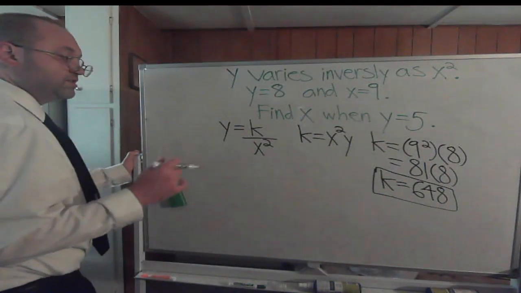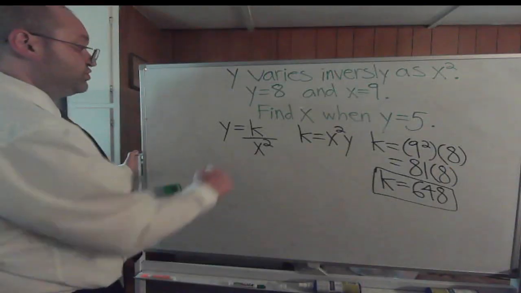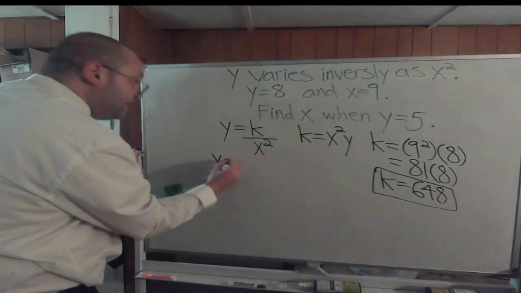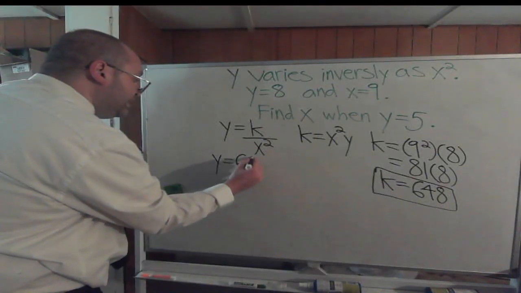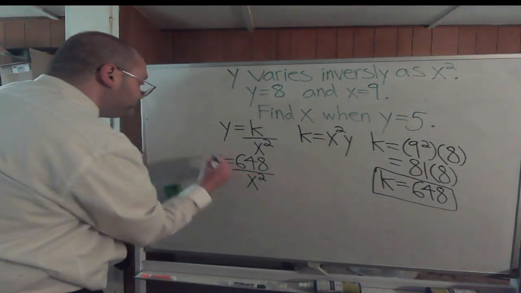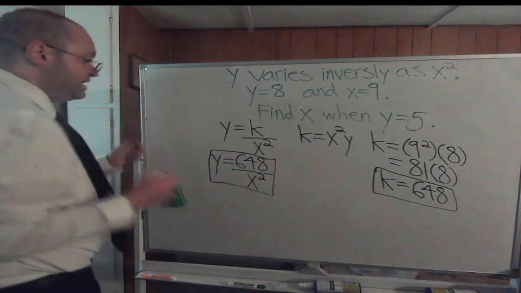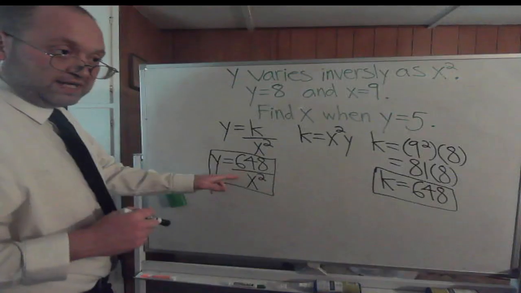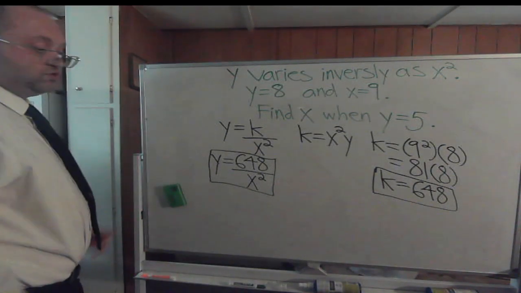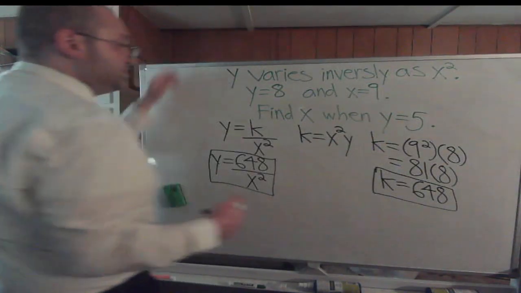K equals 648. So now that you found that piece of the puzzle, you can find your new equation of inverse variation. That'll be y equals 648 over x to the second. That is your equation of inverse variation, y equals 648 over x to the second. So we found those two pieces of the puzzle. There's one last piece. We need to find x when y equals 5.